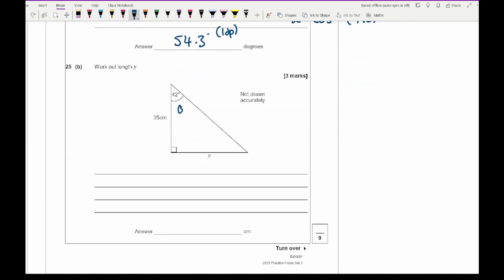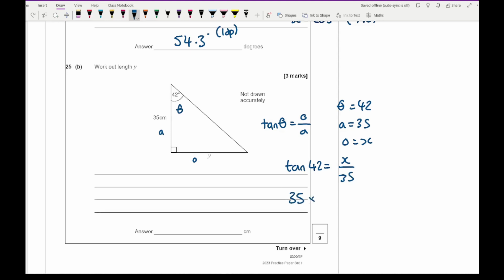So again, another trig question. So this is theta, that's the opposite, that's the adjacent. So this time I need to use tan. So if I just write down the formula, theta is 42, A is 35, and O is X. So substituting that all into the formula, I get tan 42 equals X over 35. We take the 35 over to the other side, so I get 35 times tan 42 equals X. So 35 tan 42 gives me an answer of 31.5, and again that's been rounded to 1 decimal place.